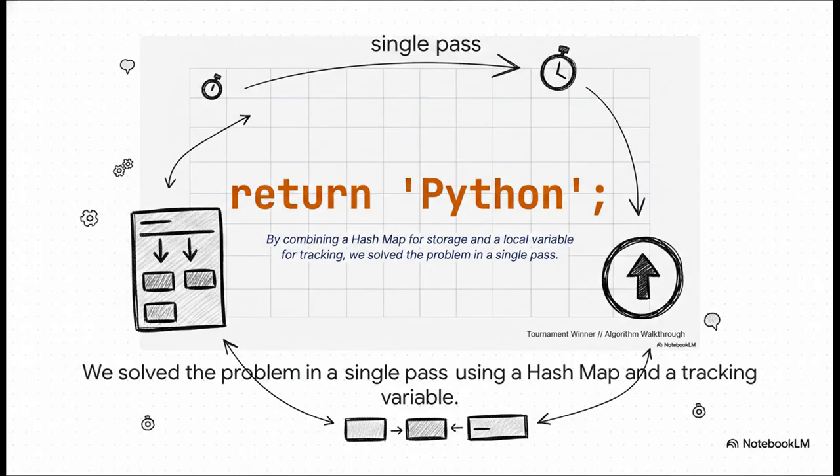And really, that's all there is to it. A hash map to store the scores, a single variable to track the leader, and we solve the whole problem in one efficient pass. It's an elegant solution that is not just powerful, but also really intuitive when you break it down. And now it's a part of your personal toolkit. So the only real question left is, where are you going to use this pattern next?